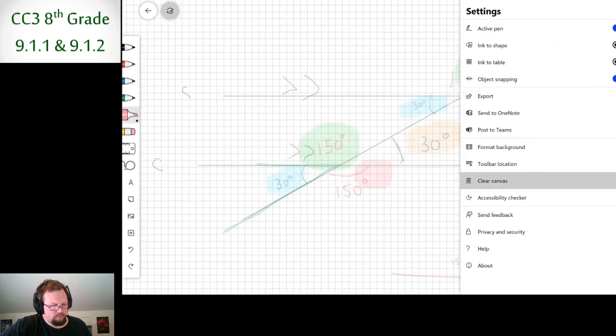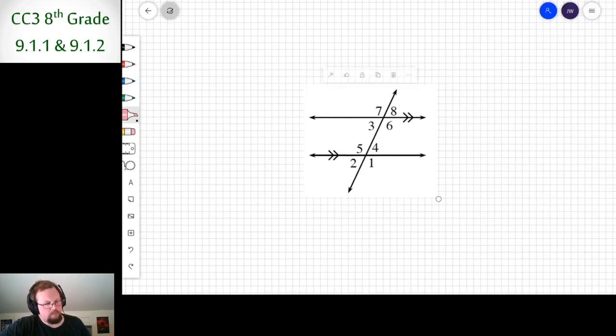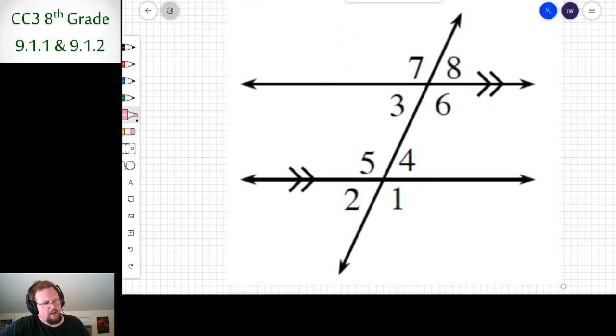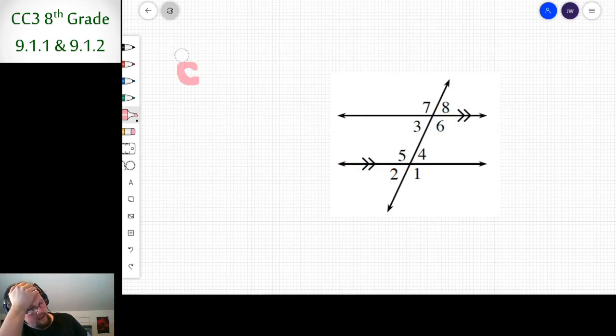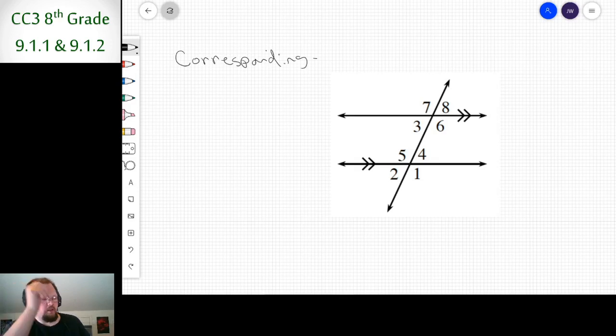So as you start doing this, you're going to start listing out some angles. So let's list out any corresponding angles here, and not in a horrendously large pink highlighter. So corresponding angles. Corresponding angles. That was terrible. Okay. So angle 7 corresponds to angle 5.